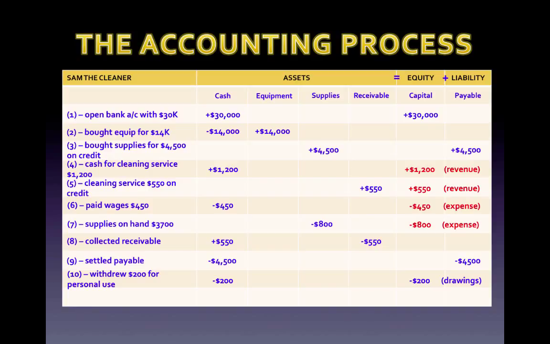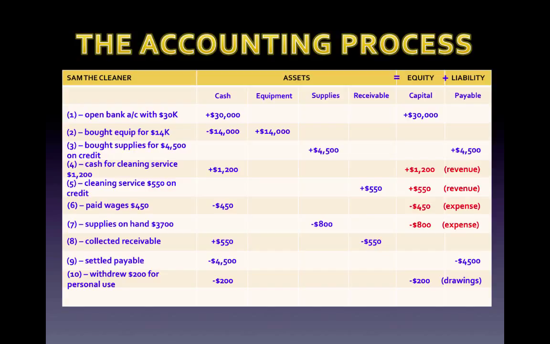And we have to identify it as a drawing, because this is not an expense. This is not a business expense. This is Sam taking out the money for his own use. Again, this reflects the entity assumption. We don't want to treat Sam's personal expenditure as part of the business expenditure. So this is how we record accounting transactions, and how they affect the accounting equation.